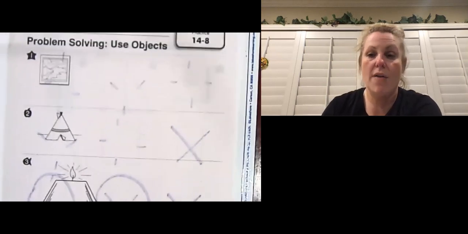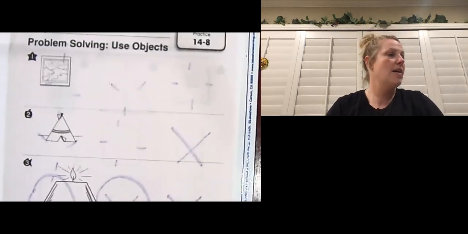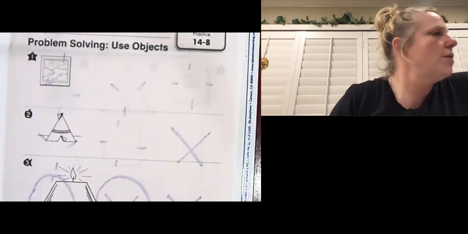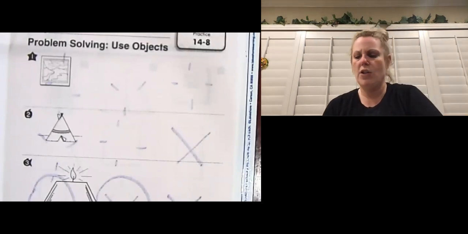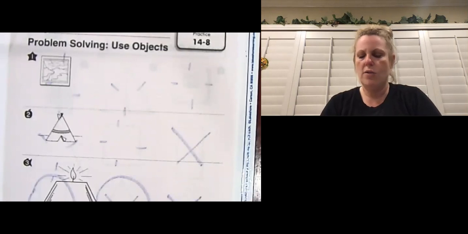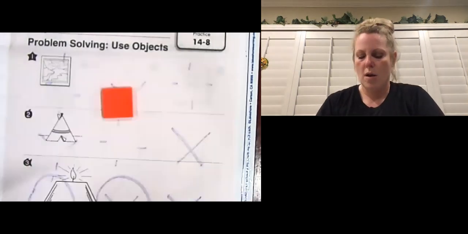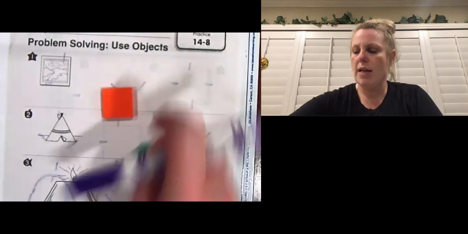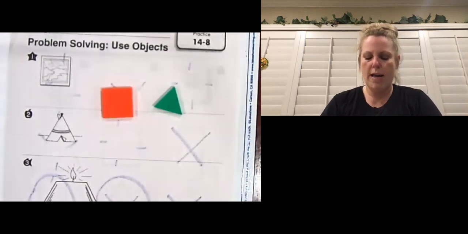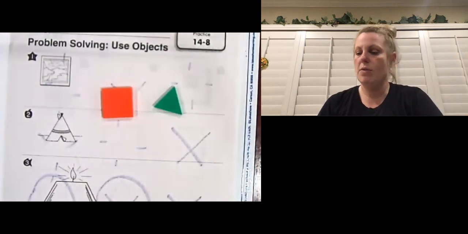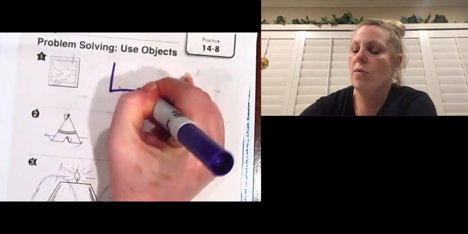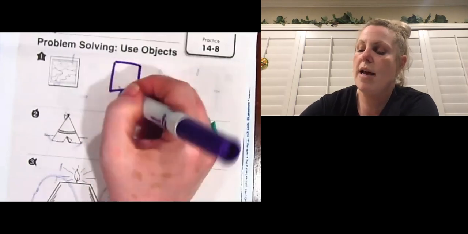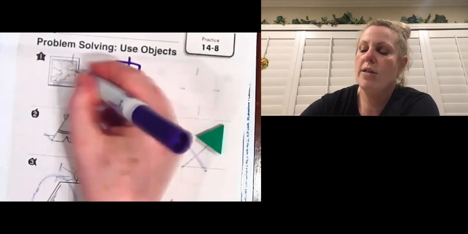And since we don't have objects to use like we have in class, I'm going to go ahead and show you some of my objects. And what I'm going to have you do is you are just going to go ahead and draw it. So if we look at a picture, is it most like a square, a triangle? What is it most like? You're right. It is like a square. 1, 2, 3, 4. So I'm going to draw that. 1, 2, 3, 4.